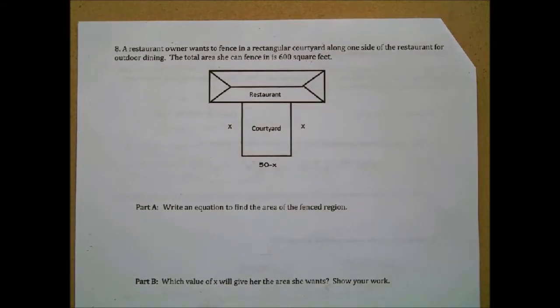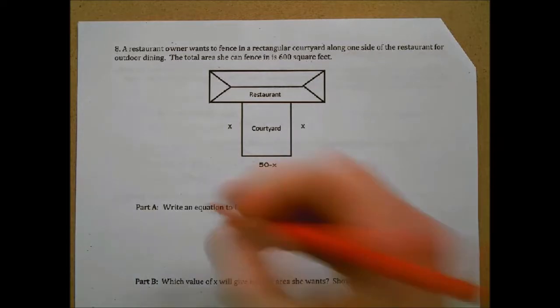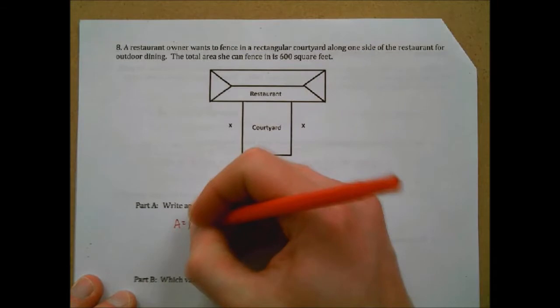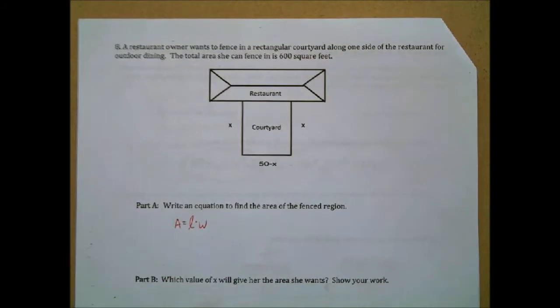Area equals length times width. L times W. Okay. What is the length of our courtyard?